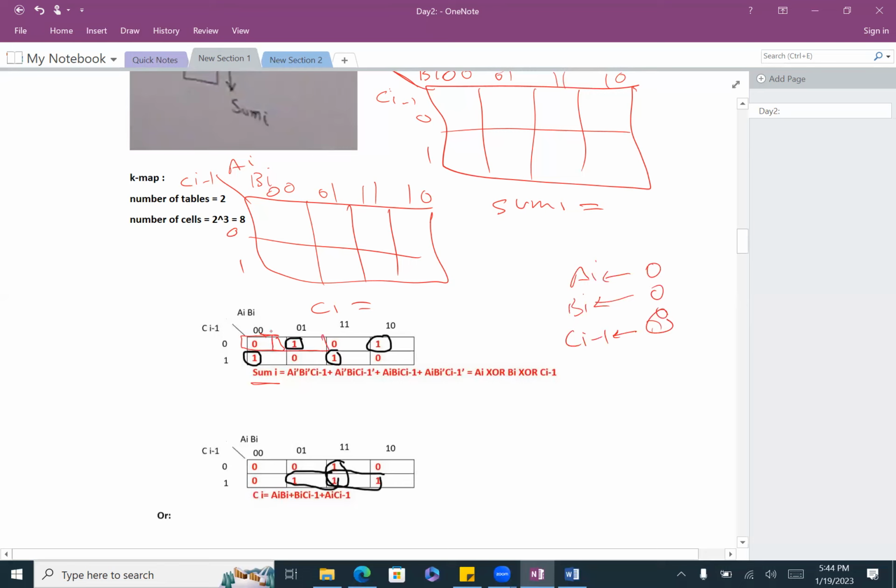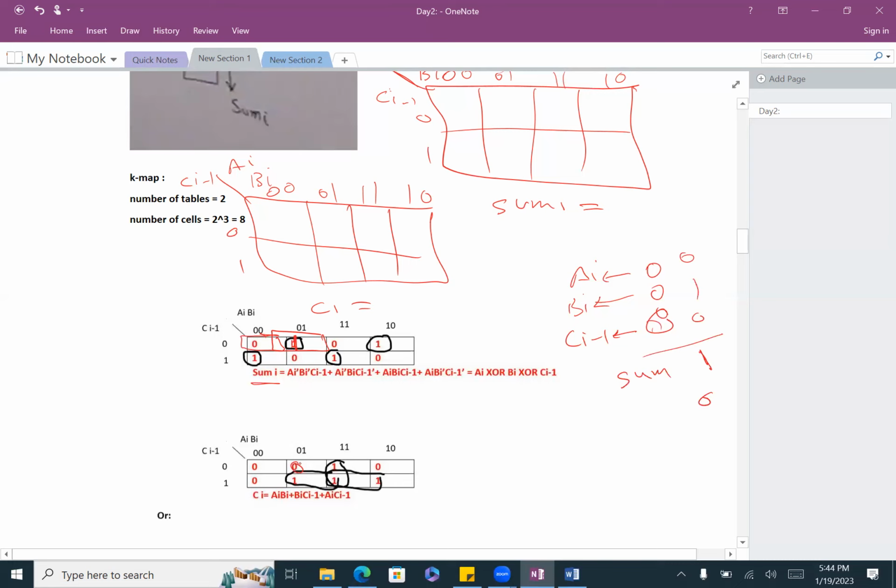Now let's take this cell. I'm trying to add 0, 1, 0. What's the result? 1. That's for the sum. What's the carry? 0. So we'll have 1 here for the sum, and 0 here for the carry.